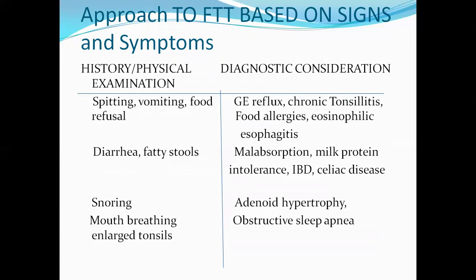If there is history of spitting, vomiting, and food refusal, we may be dealing with gastroesophageal reflux, chronic tonsillitis, food allergies, or eosinophilic esophagitis. If the baby is complaining of diarrhea or fatty stools, we may be dealing with malabsorption, milk protein intolerance, IBD or celiac disease. If there is history of snoring, adenoid hypertrophy, if the baby is mouth breathing with large tonsils, maybe obstructive sleep apnea.